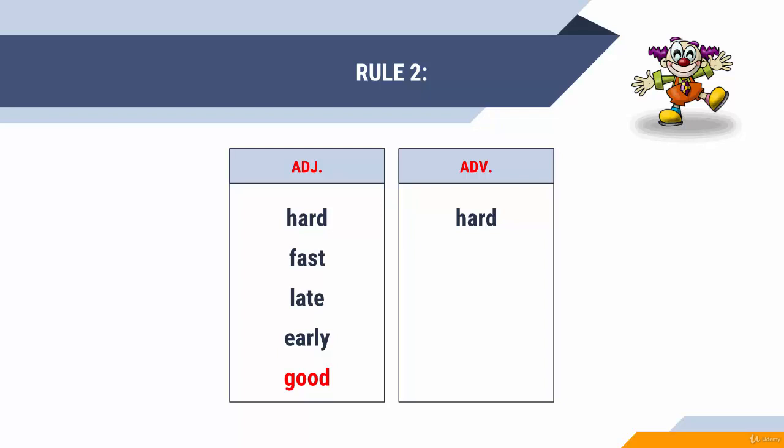Five words that you need to remember at this phase. Adjective hard, adverb hard, not hardly. Adjective fast, adverb fast. Adjective late, adverb late. Adjective early, adverb early. Adjective good, adverb well.